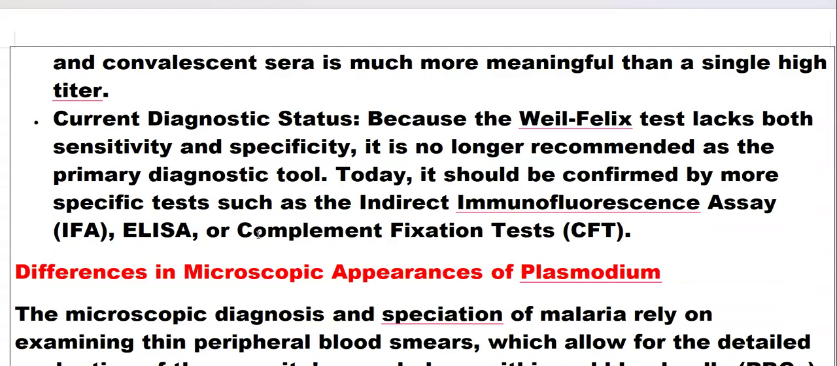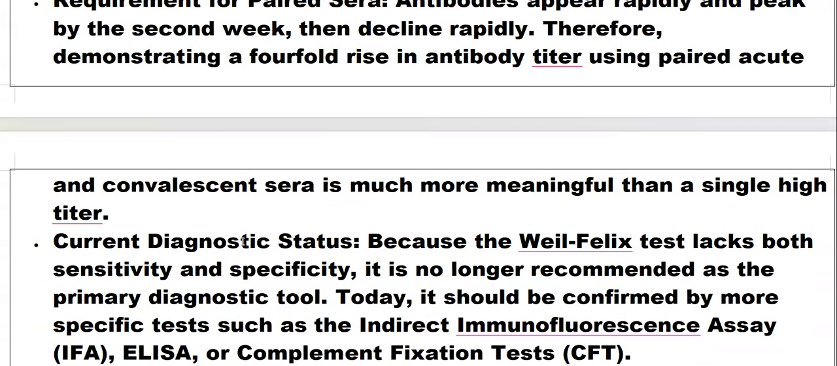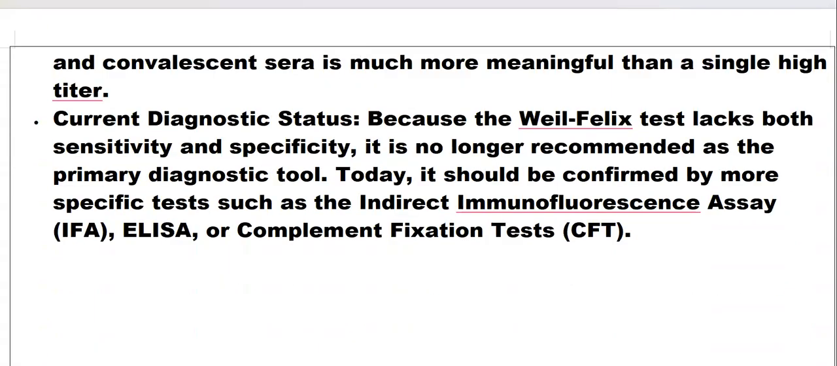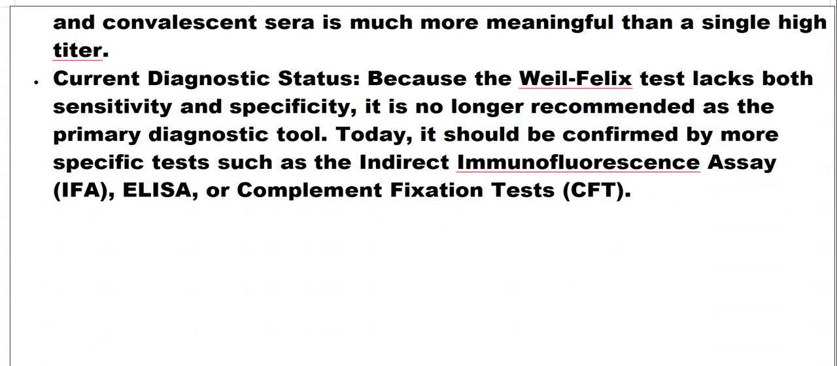Current diagnostic status: because the Weil-Felix test lacks both sensitivity and specificity, it is no longer recommended as the primary diagnostic tool. Today, it should be confirmed by more specific tests such as the indirect immunofluorescence assay (IFA), ELISA, enzyme-linked immunosorbent assay, and complement fixation test (CFT), which are nowadays used instead. That is about the Weil-Felix test.